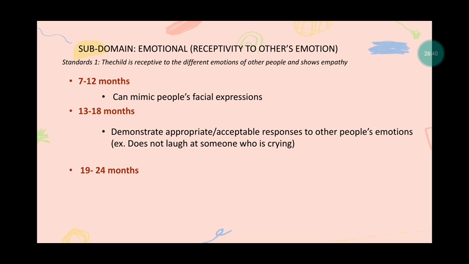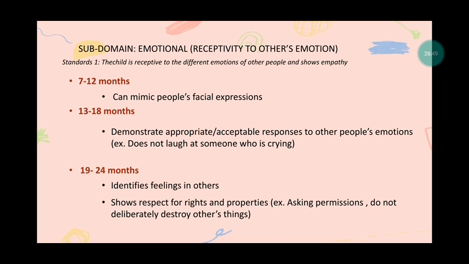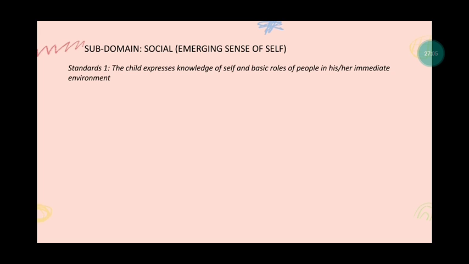Next is 19 to 24 months. Identifies feelings in others. Maka-identify natin sila sa feeling sa other nga tao. Next is show respect for rights and properties. Example, asking permissions, do not deliberately destroys others' things. Subdomain, social, emerging sense of self. Standards 1. The child expresses knowledge of self and basic rules of people in his or her immediate environment.